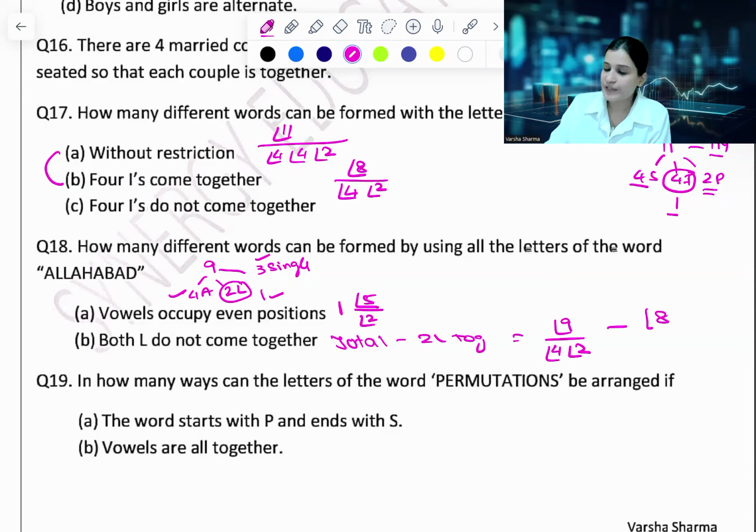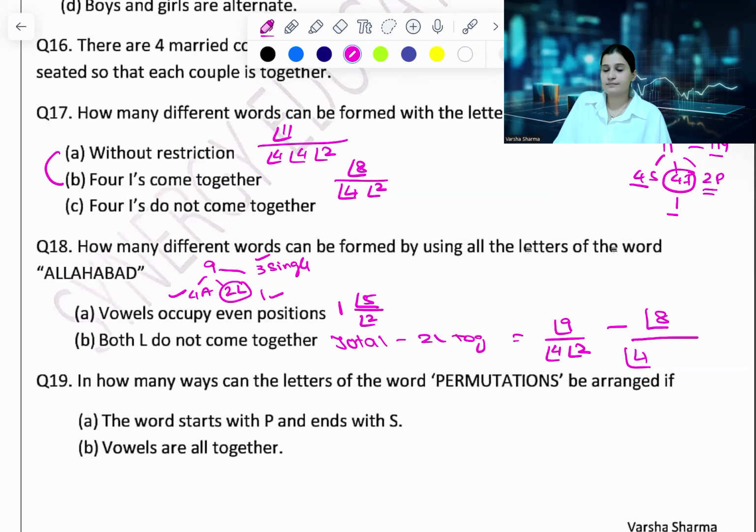8 people, 8 factorial. In those 8, there are 4 A's. Then the bundle. The bundle has 2 L's, so there is no need to arrange them. Whenever the bundle has all same letters, then what's the point of arranging them? Clear? Any doubt?